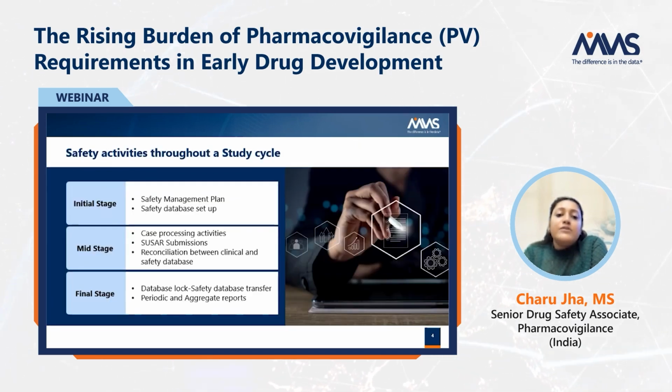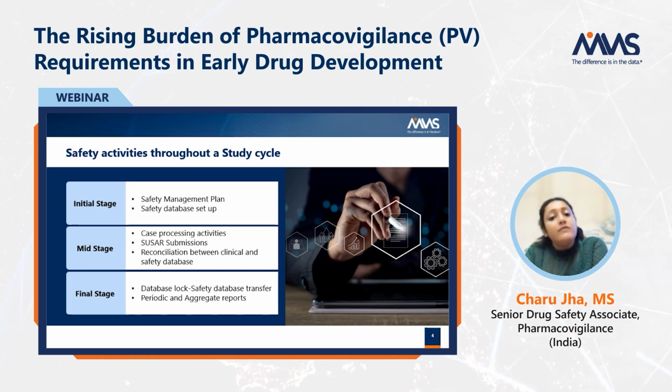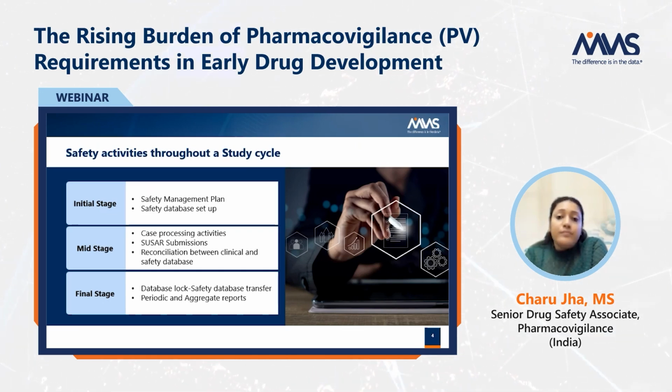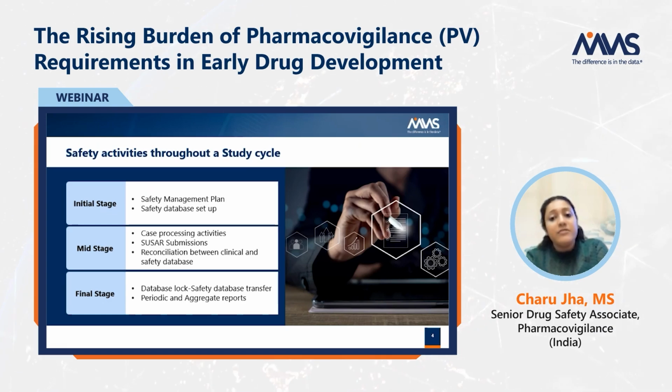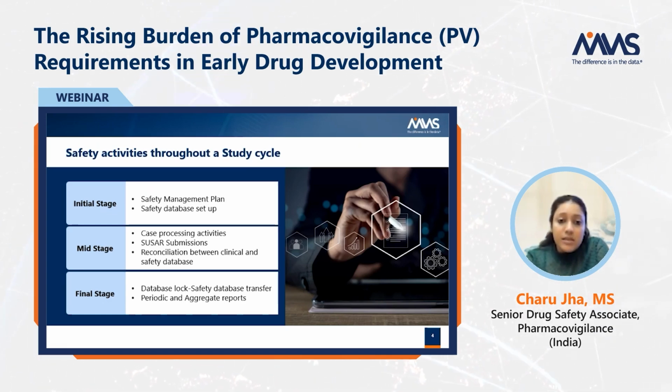The safety activities throughout a study cycle mainly comprise of the below three stages. First is the initial stage where the safety activities are documented in a safety management plan with the help of draft or finalized investigator's brochure, study protocol, kick-off meeting minutes, and finalized statement of work. The SMP should clearly mention all safety-related activities and responsibilities and must be finalized after multiple reviews from all the parties involved in the study.